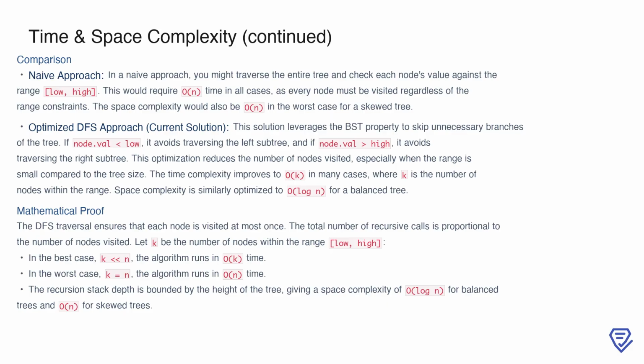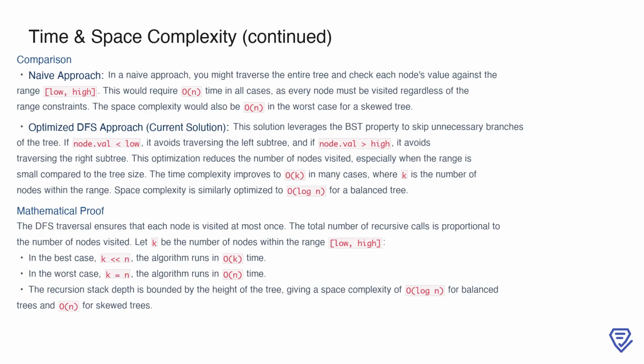This significantly reduces the number of nodes visited, especially when the range is small relative to the tree size. In terms of time complexity, this optimized approach achieves O(k) in many cases, where k is the number of nodes within the range. The space complexity remains tied to the tree's height, which is O(log n) for balanced trees and O(n) for skewed ones. This efficiency comes from ensuring that each node is visited at most once, with the recursion stack depth bounded by the tree height.